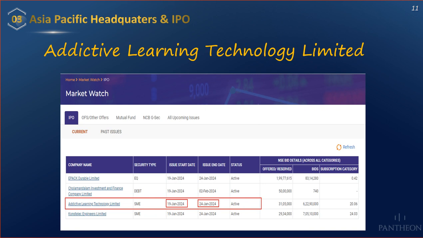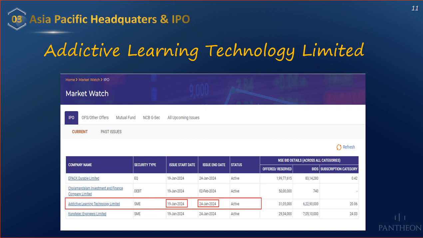The IPO opening date is on the 19th of January. The IPO close date will be on the 24th of January. The basis of allotment will be on the 25th of January. And the listing date will be on the 30th of January. So this is an update for everyone, as maybe you might miss out or you would like to know more. That's why I share this with everyone.